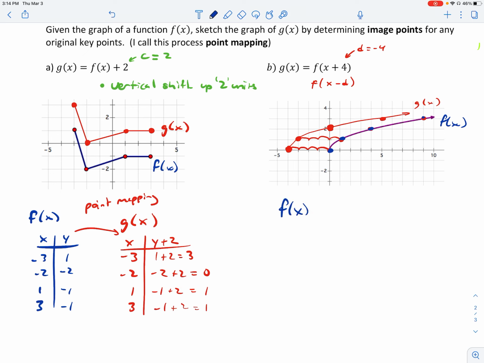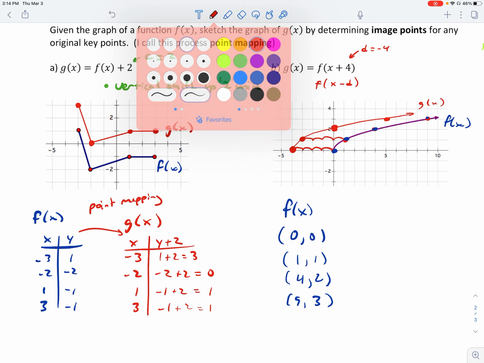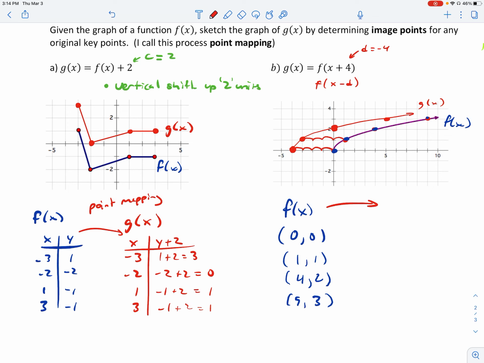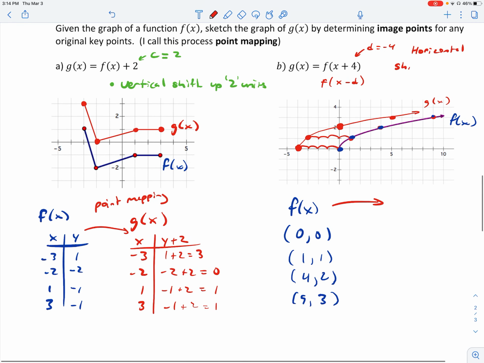So I just write f of x. You can write it as a table, or if you want, you could even write them as the coordinates. I'm just listing all those points, 4, 2, and 9, 3. And these now are going to be transformed. So we're going to have a horizontal shift left 4 units. Let's write that down. I'm going to say horizontal shift 4 units to the left.